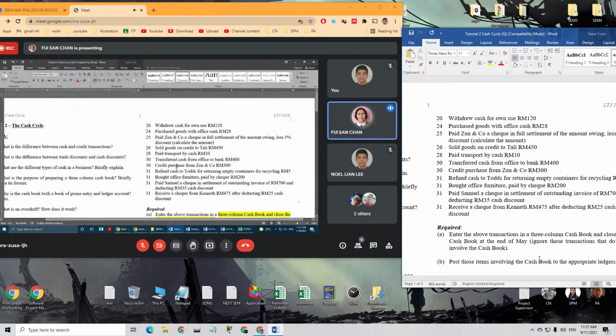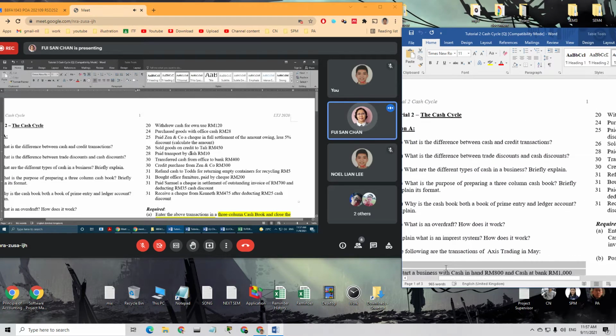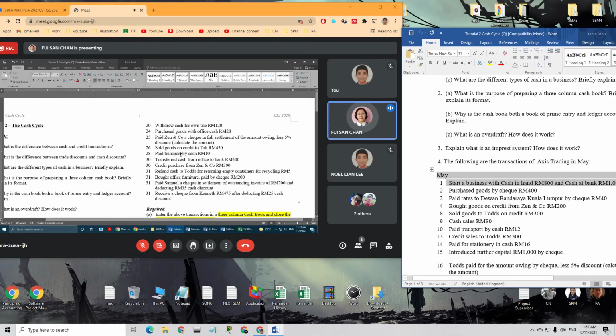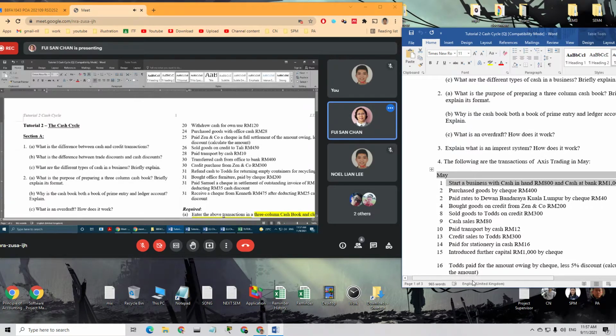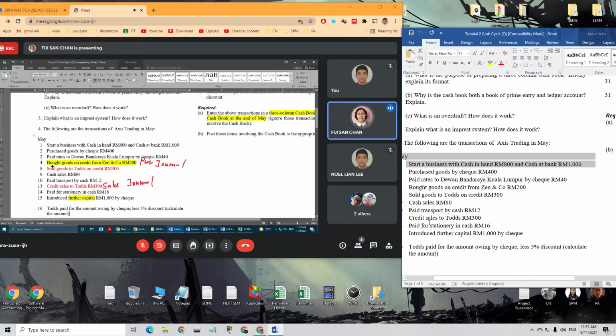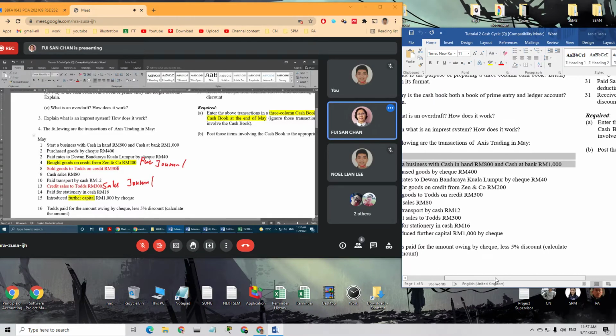What is next? Number 25. Paid Zen and company by check in full settlement of the amount owing less 5% discount. Calculate the amount. So meaning we pay. So before this, did we buy anything from Zen? Yes. See here, the one in yellow, right? Bought goods on credit from Zen. How much? 200.